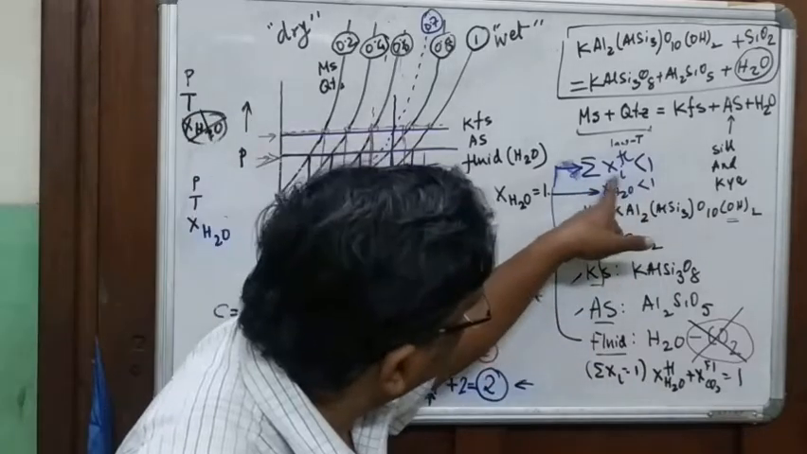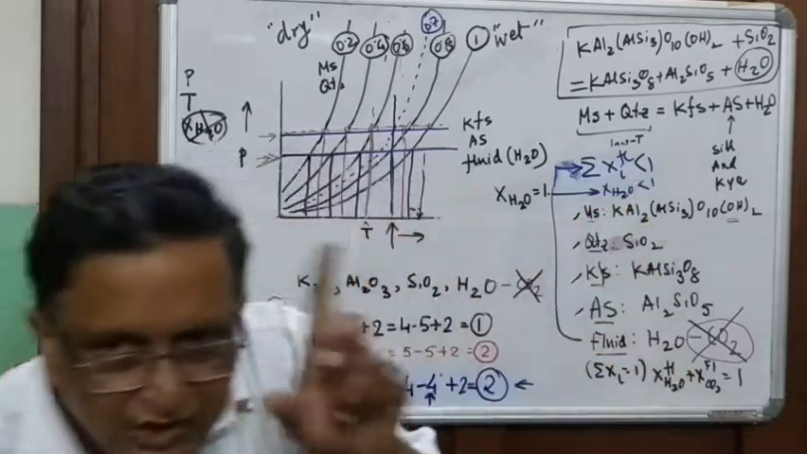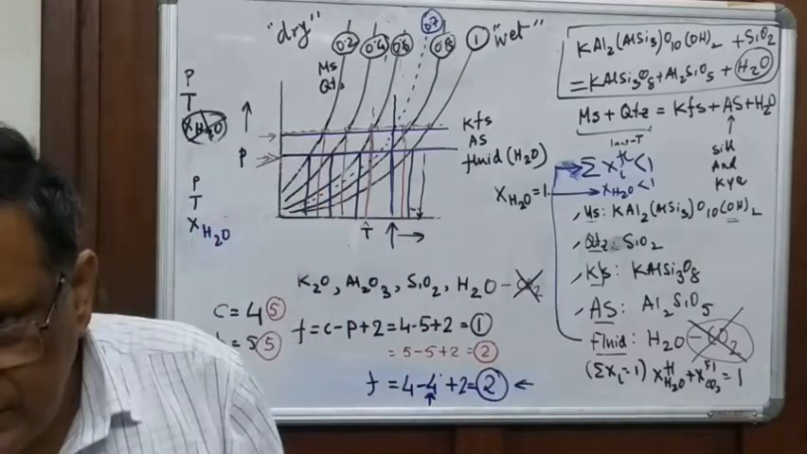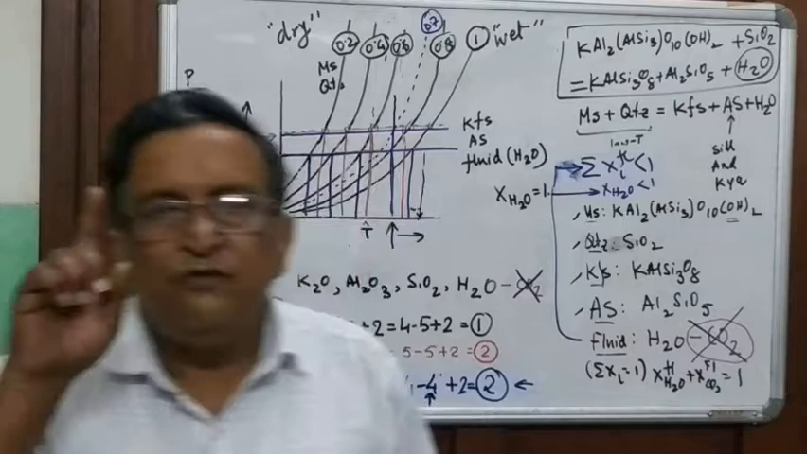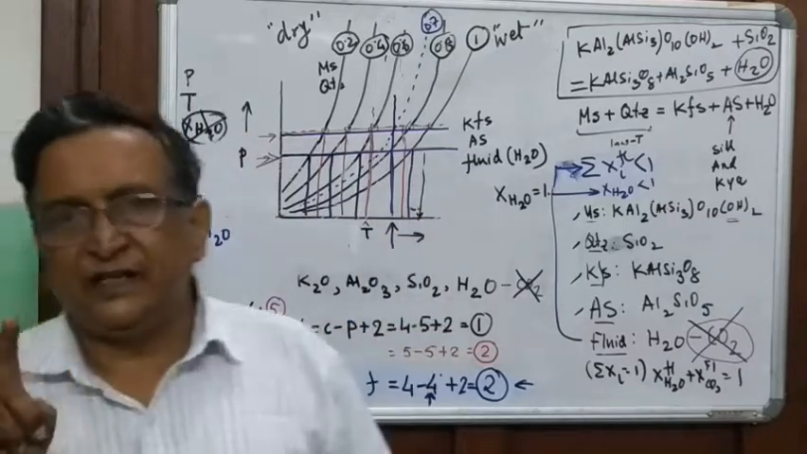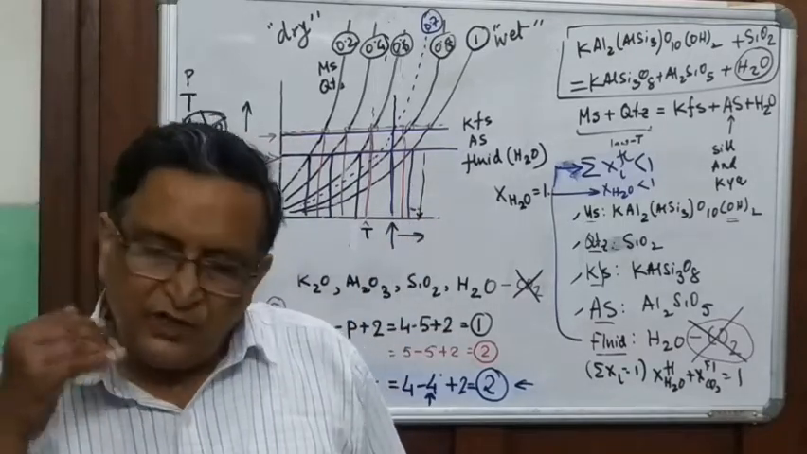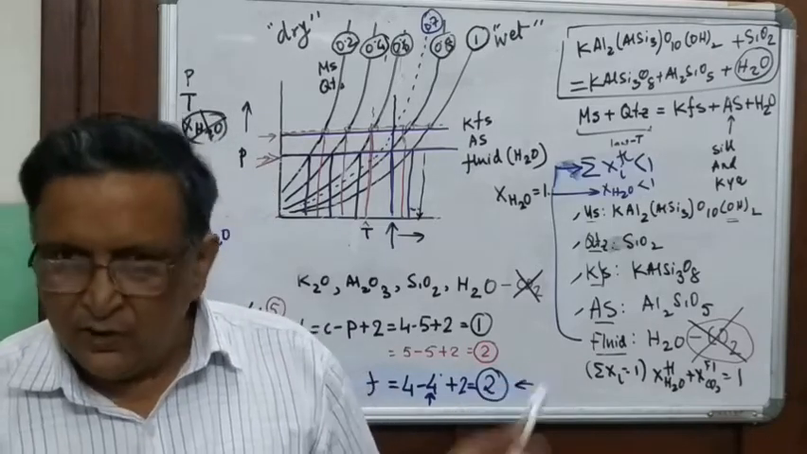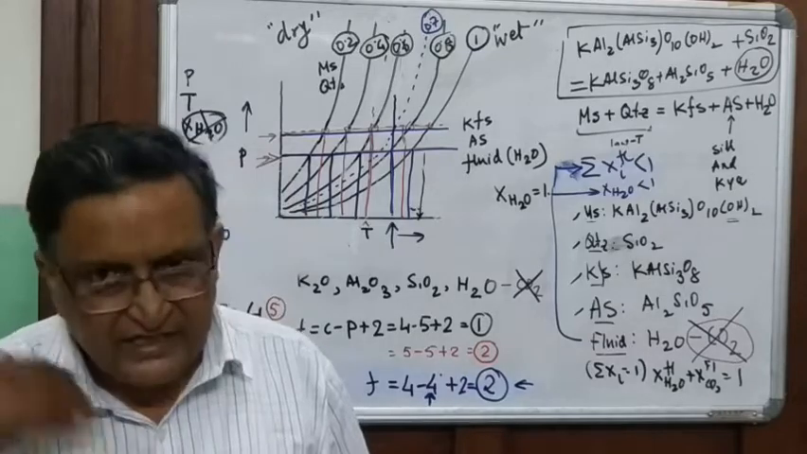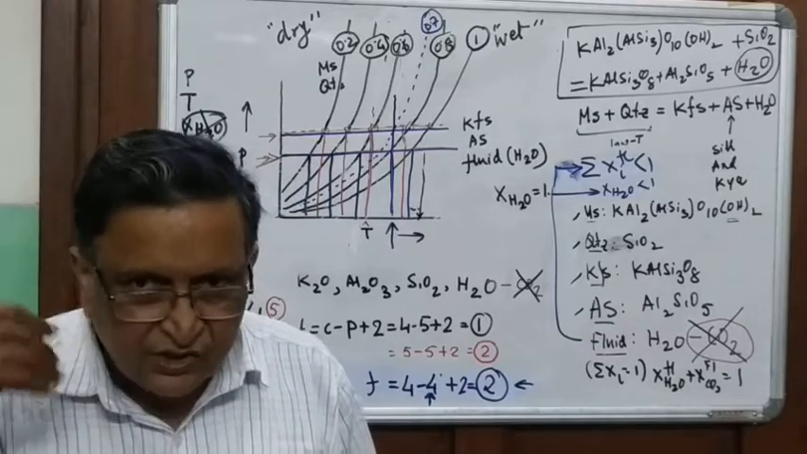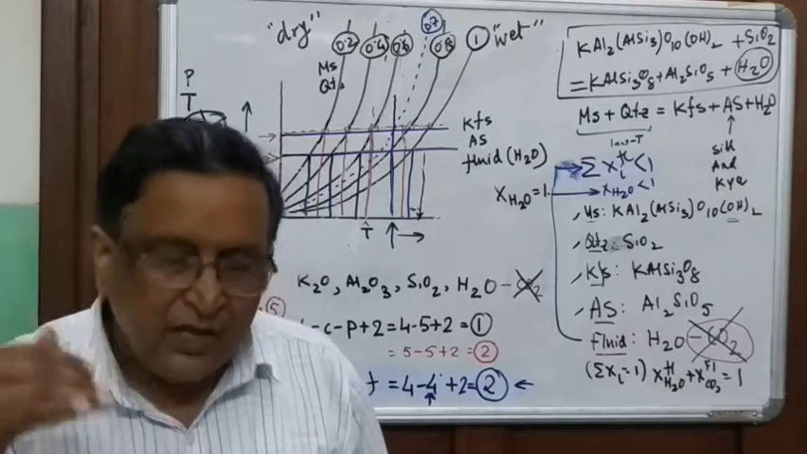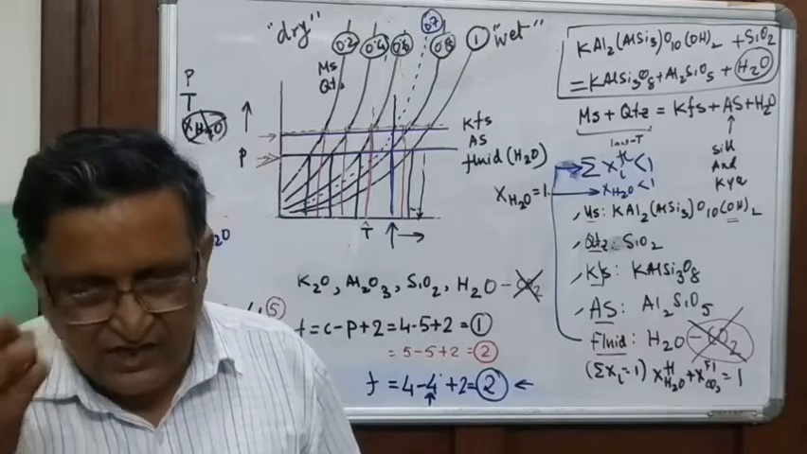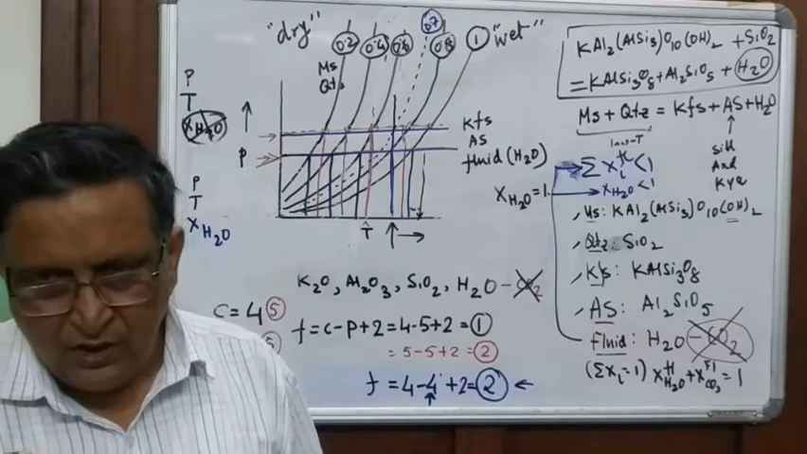Remember, fluid absent means sigma xi less than 1, not equal to 1. And fluid present means sigma xi equal to 1. Right? Thank you. And when you read these last three lectures, read them in the sequence 3, 4, 5, not 5, 4, 3. You will be lost. Read in the sequence 3, 4, 5 and give it several reads, because it's very important to conceptualize the ideas in metamorphic petrology.